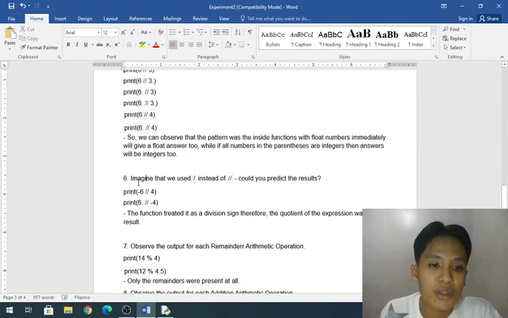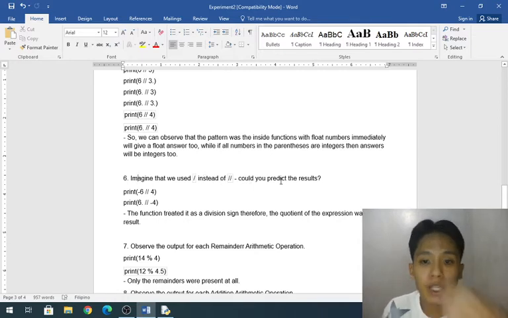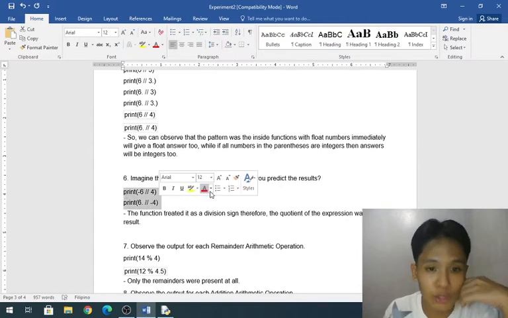So that's it. So number 6, imagine that we used backslash instead of double backslash. Could you predict the results? So let's try this. Let's try first the double backslash.